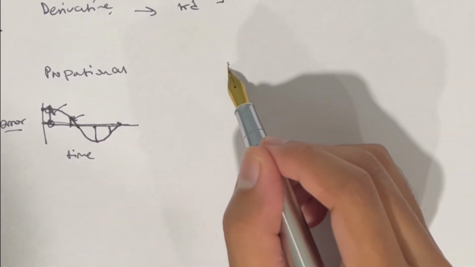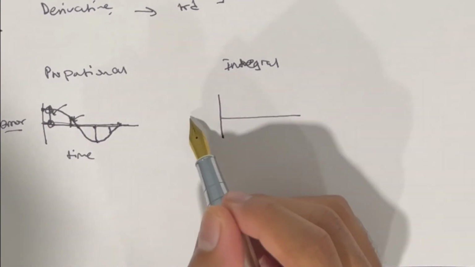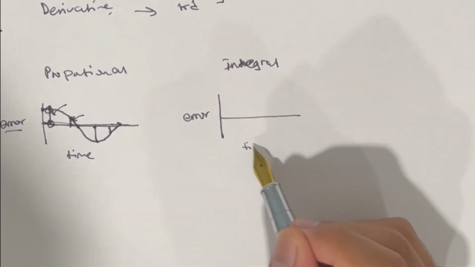And now the integral component will look like this. So same thing, we have error here, and we have time.